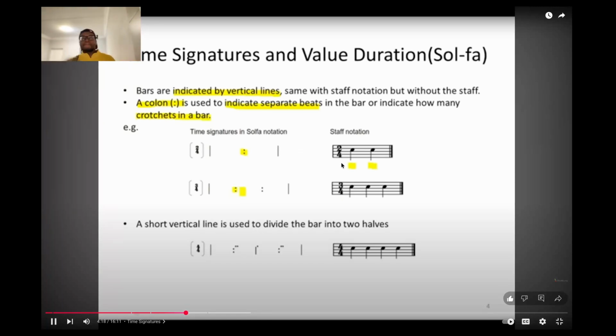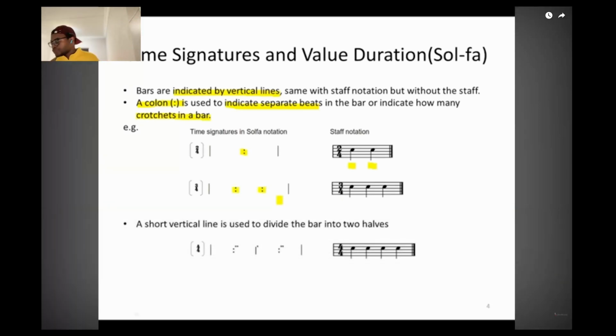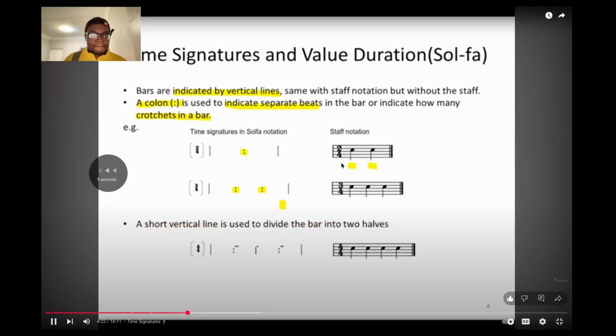The colon will help us see that there are 3 beats in the bar. Also, we have a short vertical line which is used to divide the bar into 2 halves. That or 2 colons, that we got 2 separate beats. I just want to reiterate that these colons actually separate beats.